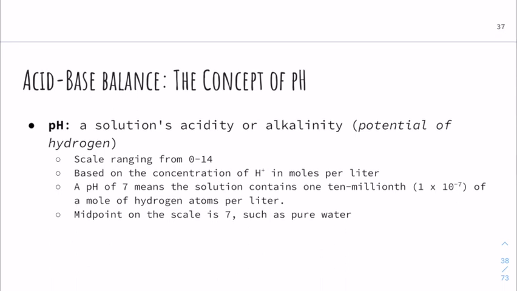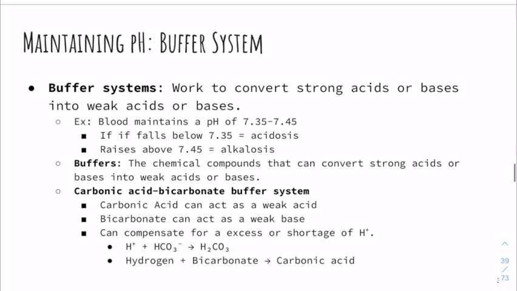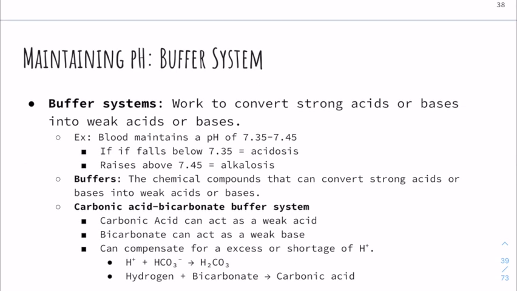We also have buffer systems throughout our body that help maintain the pH. So if we get some really strong acids or strong bases in our body, it works to turn them into weak acids or bases. Our blood needs to maintain a pH of 7.35 to 7.45. This is what's needed to keep blood healthy. If it falls below that 7.35, they will actually say that you have acidosis. Or if it rises above 7.45, you'll be told you have alkalosis.